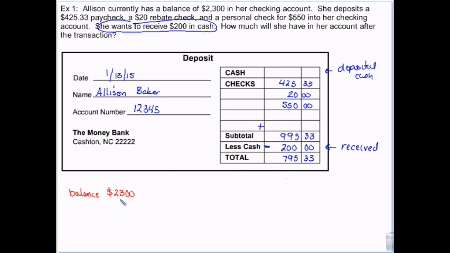How much will she have in her account? Well, her balance was $2,300. We add $795.33 to it. Yep, that's her new balance.